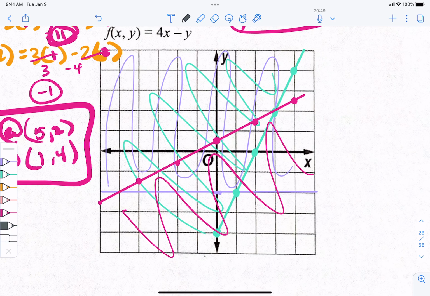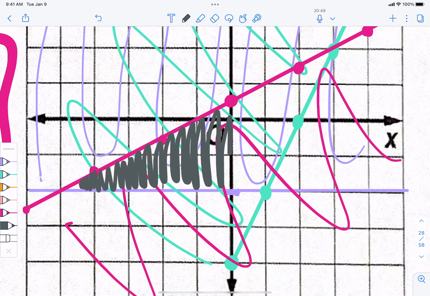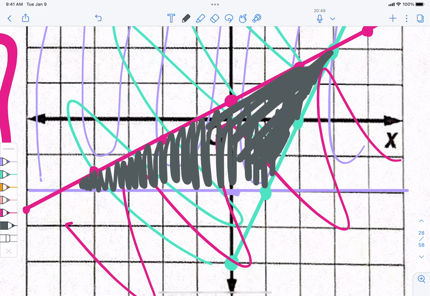I have a mess going on here. It doesn't even look like anything. What's triply shaded? The triangle in the middle. It is an obtuse triangle, if you want to get into some geometry terms.